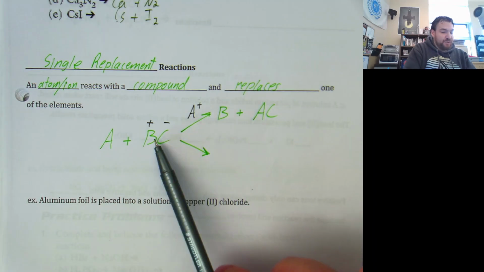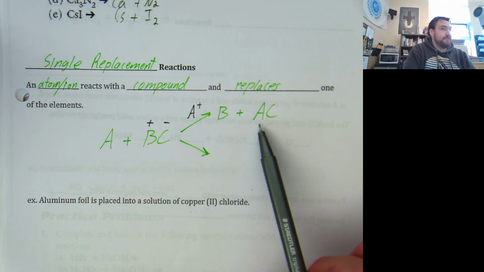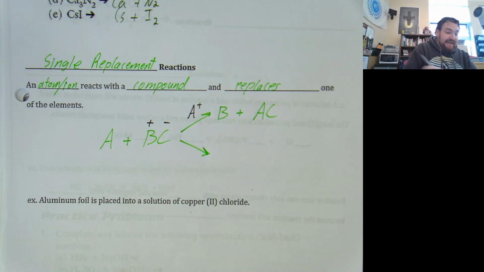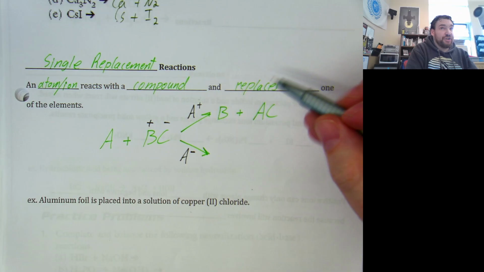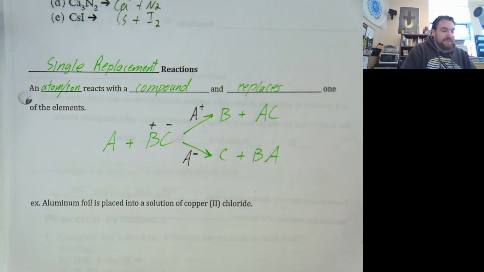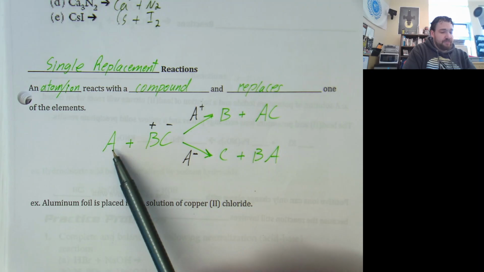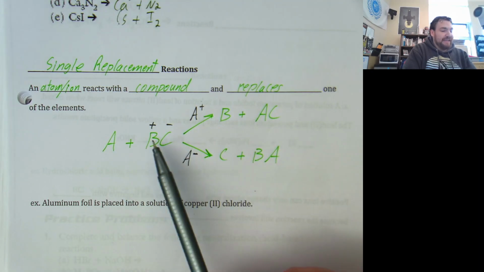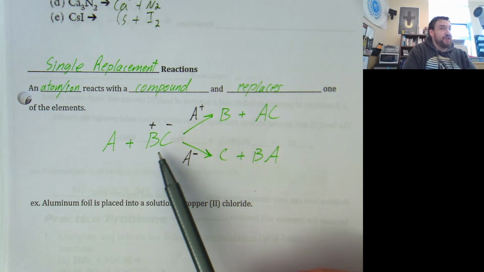The two positives will swap spots. B gets booted, A goes where B was. But if A is negative, it's going to swap with C. C plus BA. Depending on the charge of A, it will replace either B or C. So I'll do one example, and then you're going to practice 5.